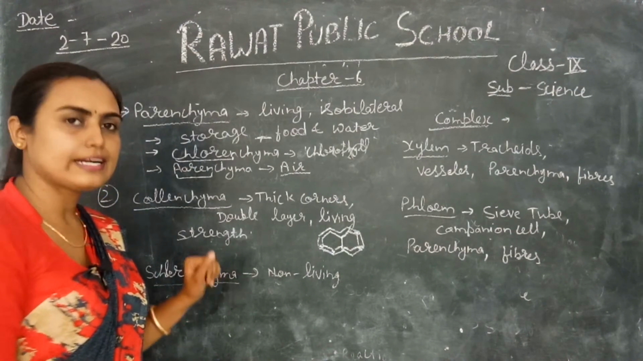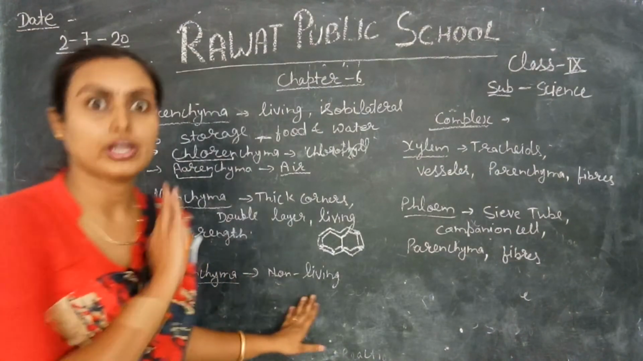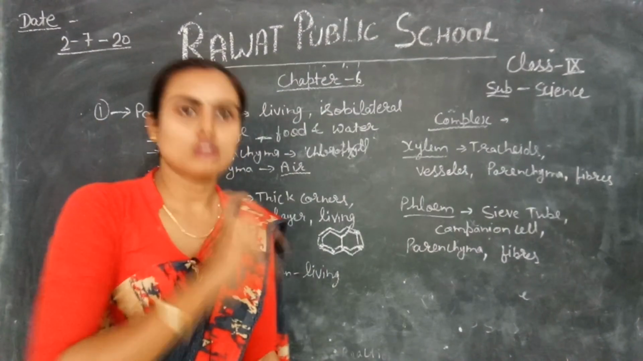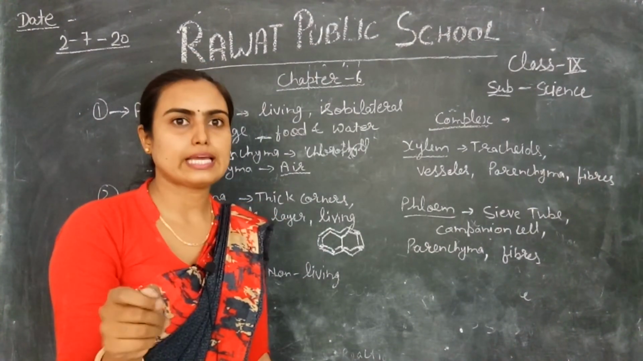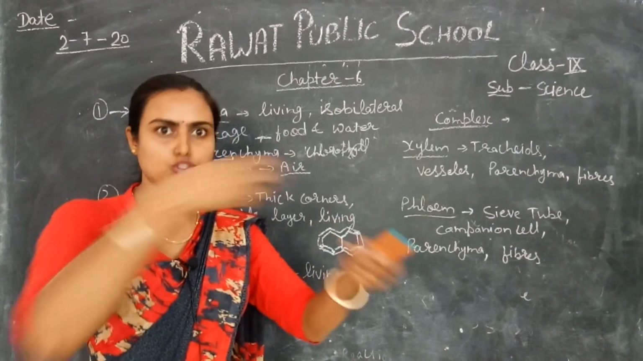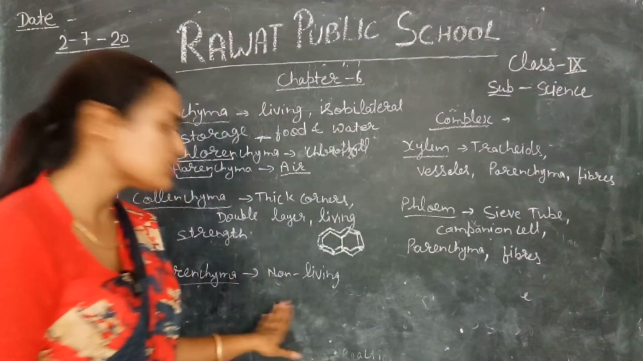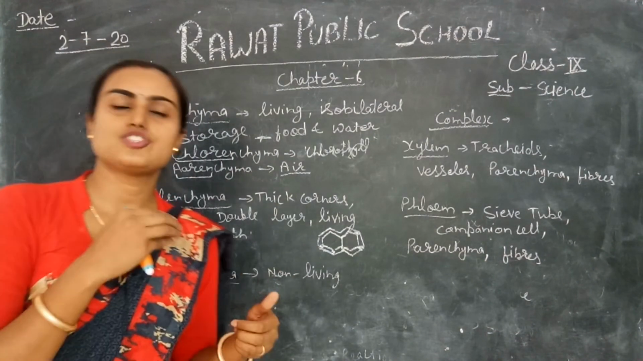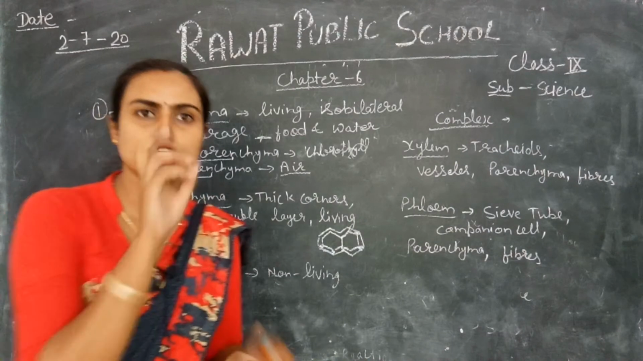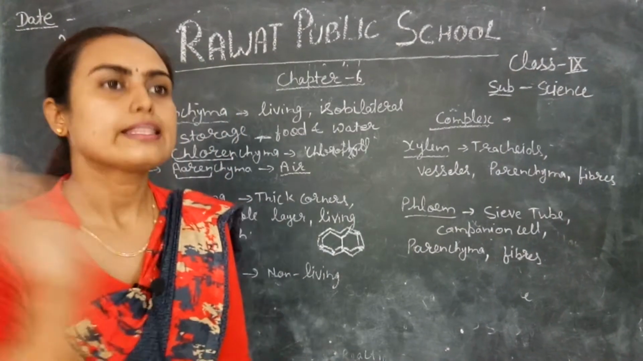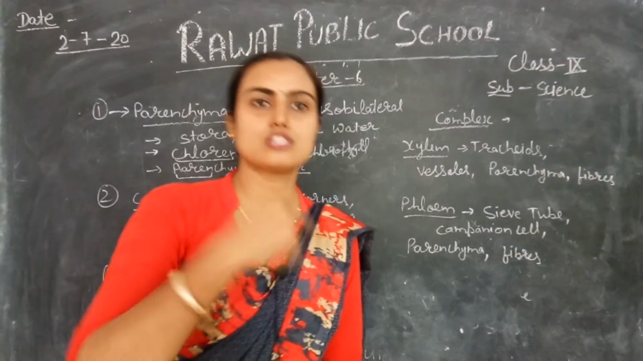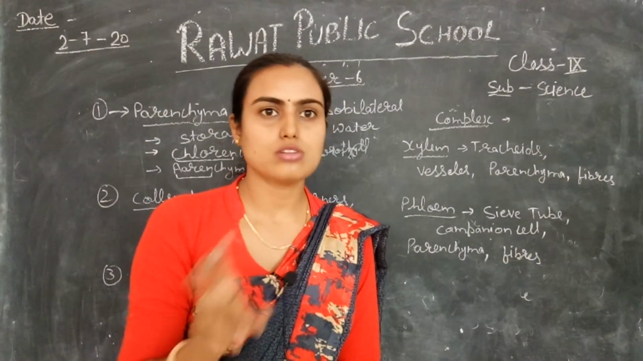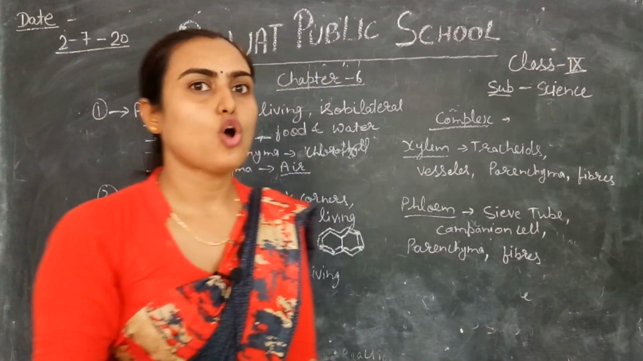Next is the sclerenchyma. Sclerenchyma is completely non-living. Why is it non-living? Because it also provides strength to the plant. You can see that the husk of the coconut, the covering that is present, is the sclerenchyma. Sclerenchyma generally provides strength to the different organs of the plant. That's why it is non-living, because of the deposition of a protein called lignin. Because of the deposition of lignin, this is non-living in nature.